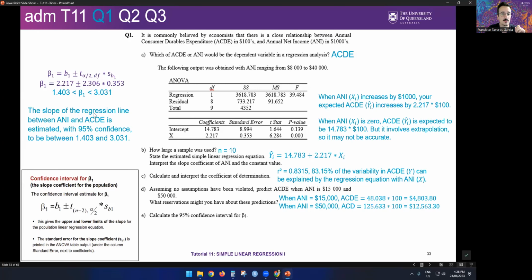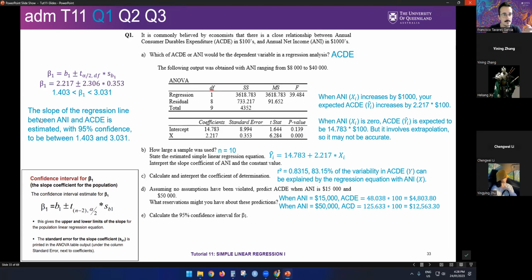So for the slope of the regression line, we calculate adding for the upper limit and subtracting for the lower limit, and we get for beta 1: 1.403 is smaller than beta 1, which is smaller than 3.031. With 95% confidence, we can say beta 1 is between these two values.